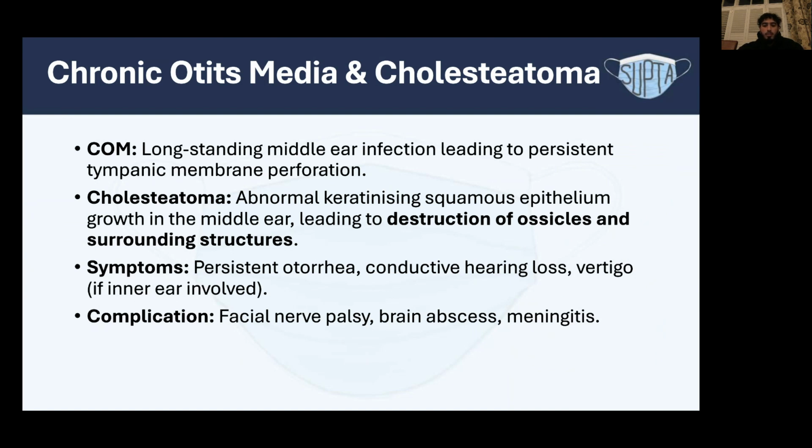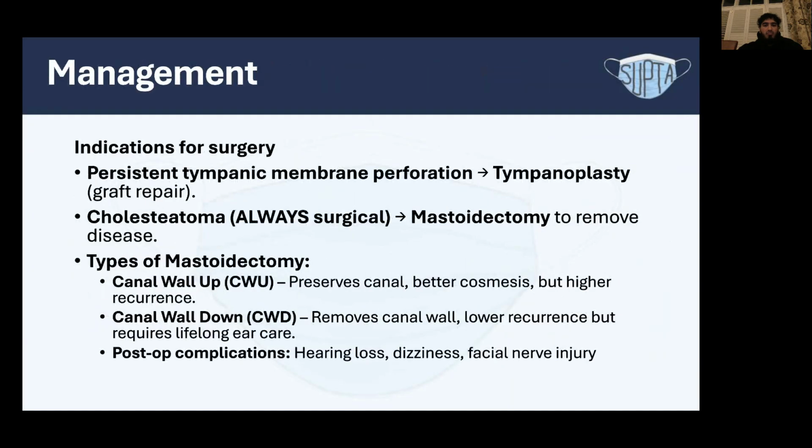How do we manage these? Cholesteatoma is always surgical, and we do a mastoidectomy to remove the disease. There's a couple of ways we can do this. Let's say it's a patient's first time. We can do something called a canal wall up, which preserves the canal, and it's better for cosmesis. But we run the risk that the cholesteatoma can occur again. Canal wall down removes the canal. There's lower recurrence, but there's lifelong ear care. And in terms of complications: hearing loss, dizziness, and again, facial nerve palsy.